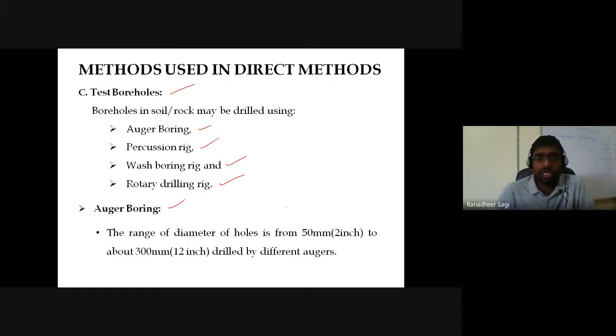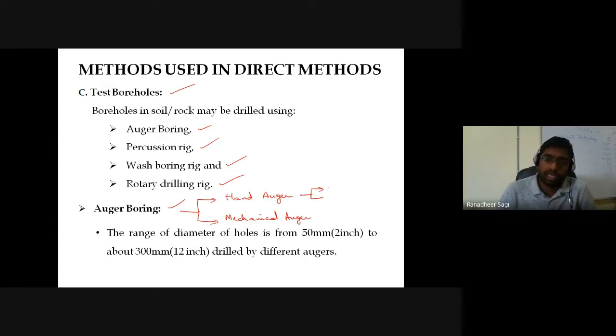Before I start talking about the auger, the auger we are going to use for extending the borehole into the ground is broadly classified as hand auger, or it is classified as mechanical auger. Even this hand auger is further classified as post hole auger, or we further classify it as helical auger.